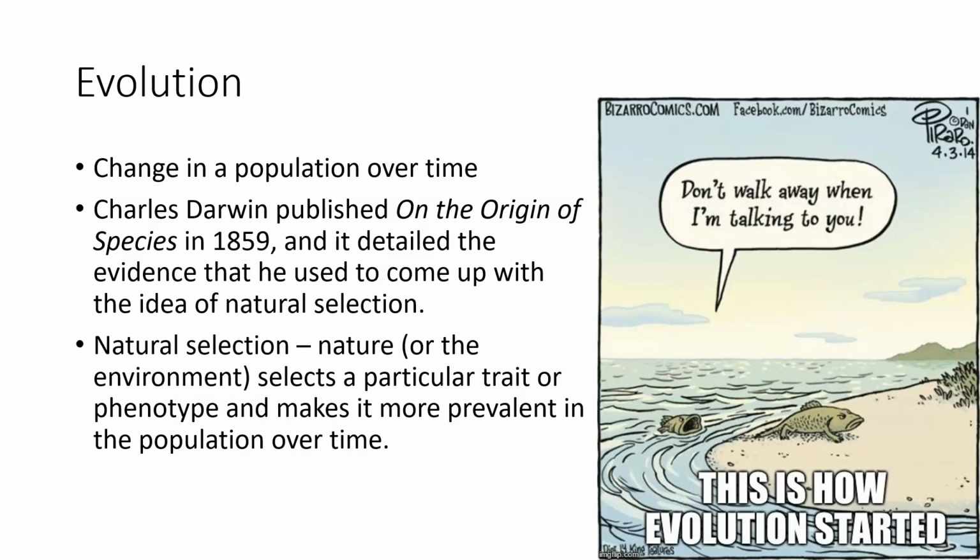The idea of natural selection is that nature or the environment selects for certain organisms to be able to survive better and reproduce more, and their traits will become more predominant in the population over time because they were a better fit for the environment that was around them.